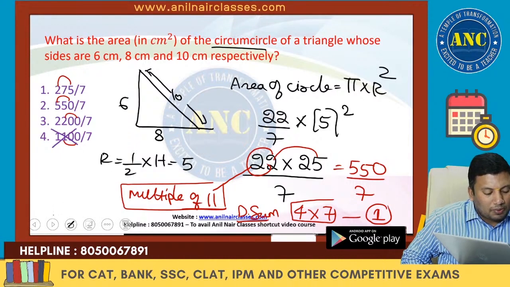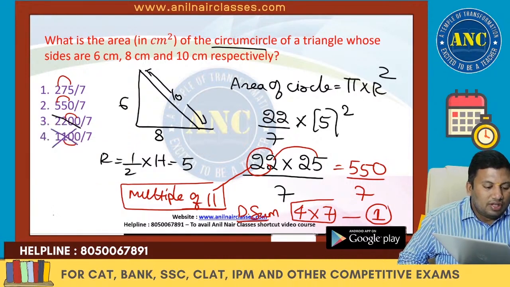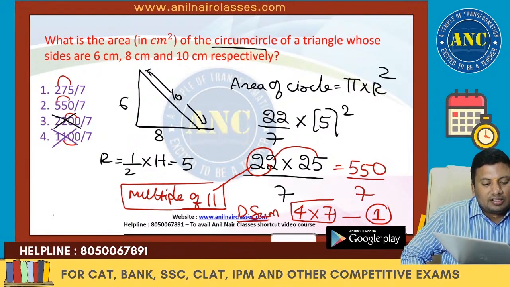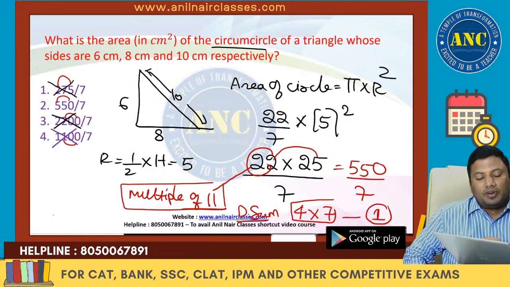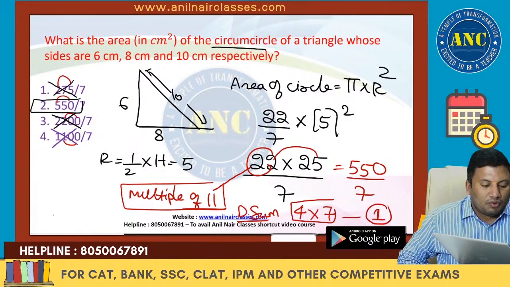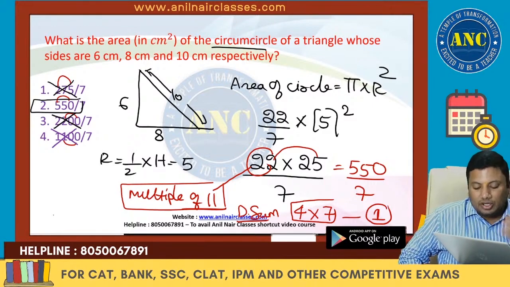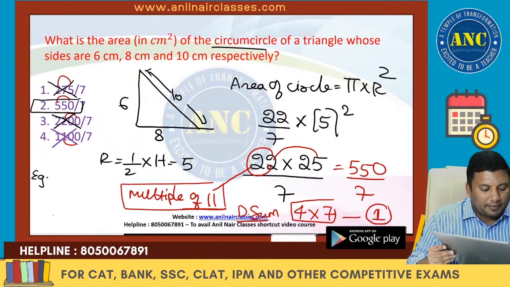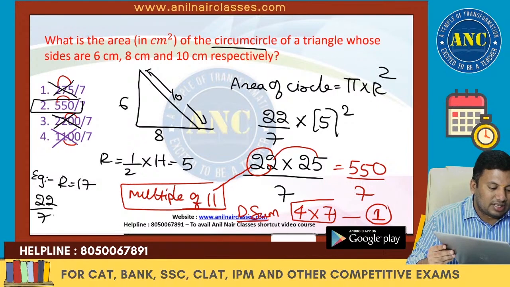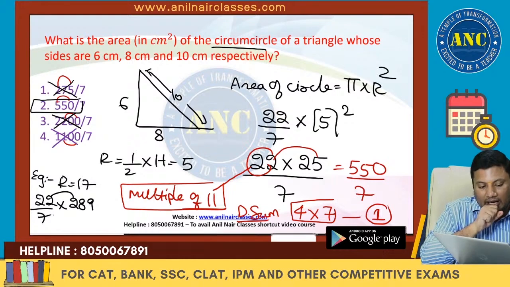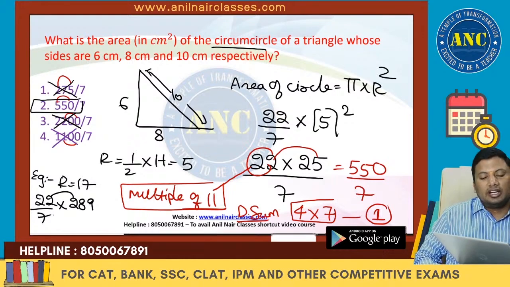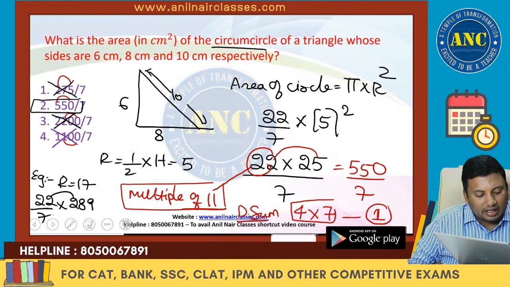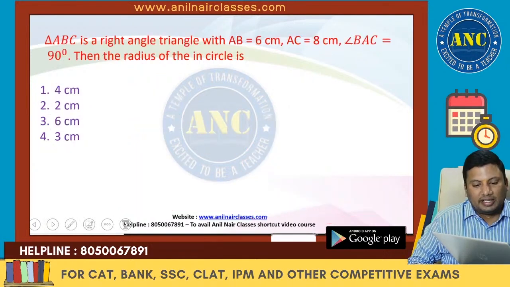1100 is not possible. Digital sum is 2, this is also not possible. 2 plus 7 is 9, 9 plus 5 is 14, not possible. In case you want to avoid it, 22 into 25 is simple. Suppose, for example, the radius is 17 units, this concept will be immensely helpful. This calculation might take a little more time. Use the digital sum concept in the numerator.